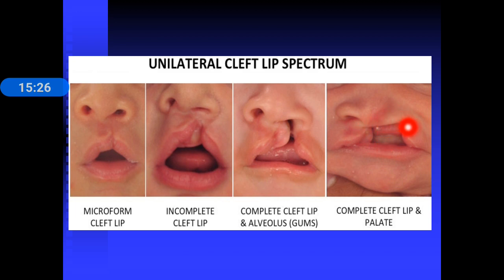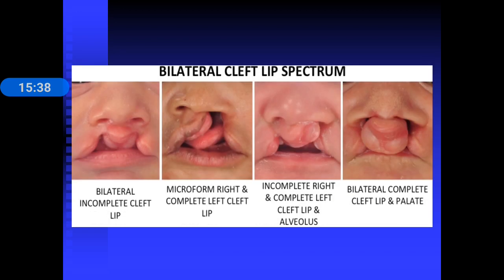Now when I say cleft lip, you must understand that it also includes a cleft of the nose. So there is a nasal deformity that simultaneously comes with a lip deformity. Now in the bilateral spectrum, again the same thing. You can have bilateral incomplete cleft lip, bilateral complete, or you can have incomplete on one side and complete on the other side. Then you can have a complete cleft lip with a palate, bilateral.